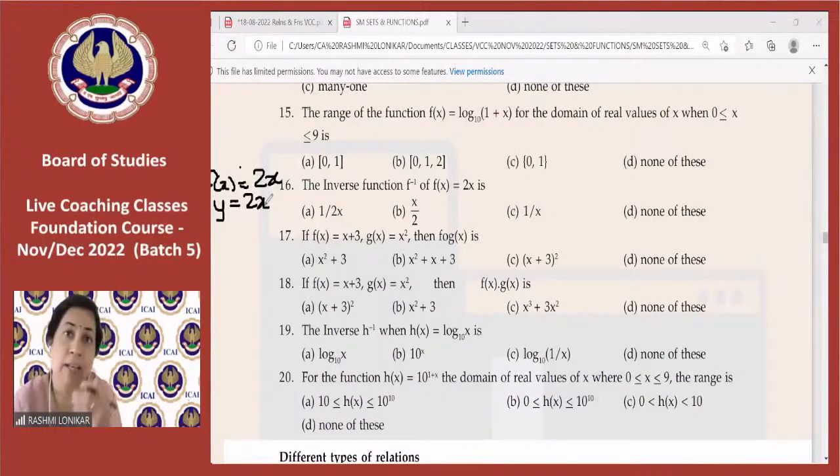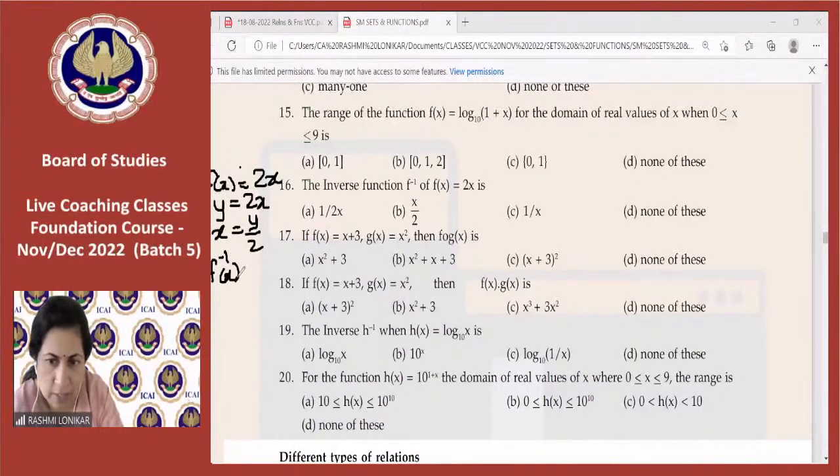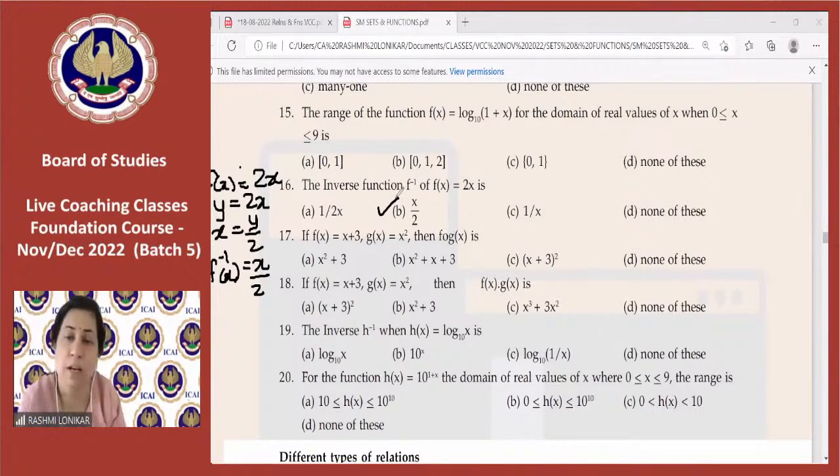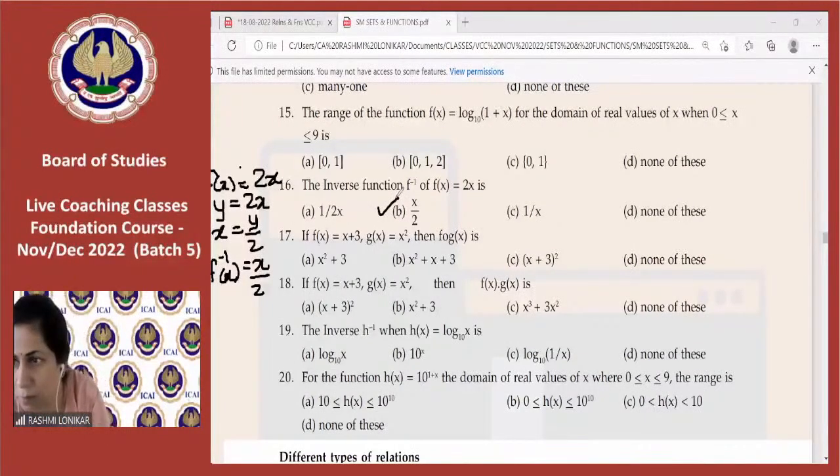And then I will take x on the left hand side. So what will x be? x will be equal to y by 2. Once I have done that, then I write f inverse of x is equal to, instead of y, I'm going to resubstitute x. f inverse of x is equal to x by 2. So B will be the correct answer. Okay. I'll do it again.